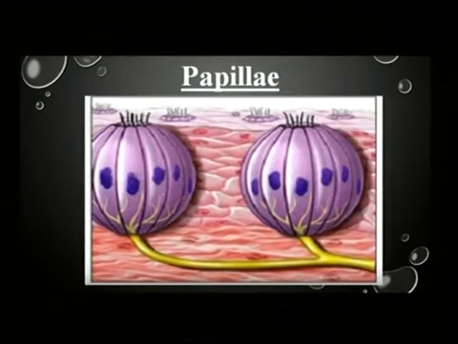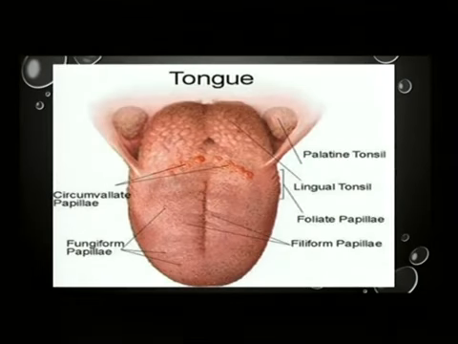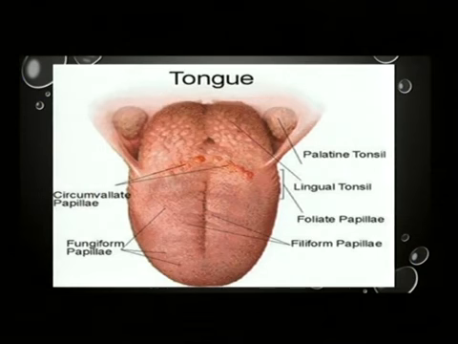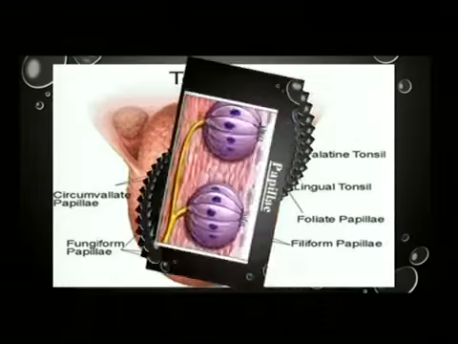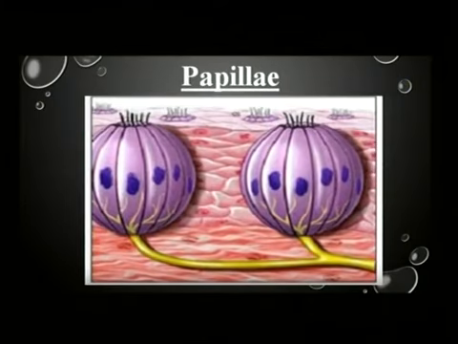All of you look at this picture. This is the tongue, and on the tongue there are circumvallate papillae, fungiform papillae, palatal tonsil, lingual tonsil, foliate papillae and filiform papillae. So these are the papillae. Observe this picture carefully.